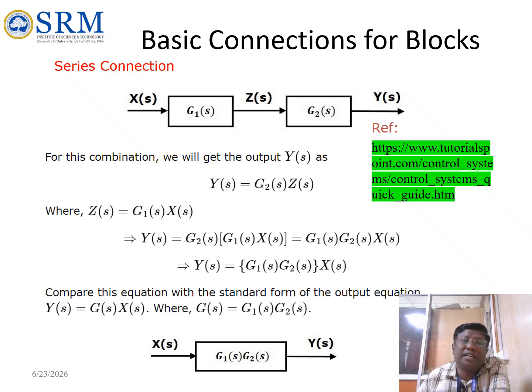We are removing this Z of s. Then we are getting a Y of s. Multiplying to get the Y of s, we will be multiplying X of s into G1 of s and G2 of s. So we are getting this equation. So this is the serial connection.